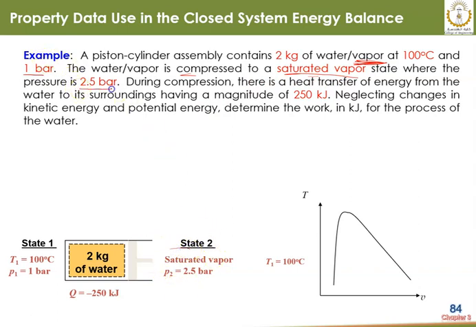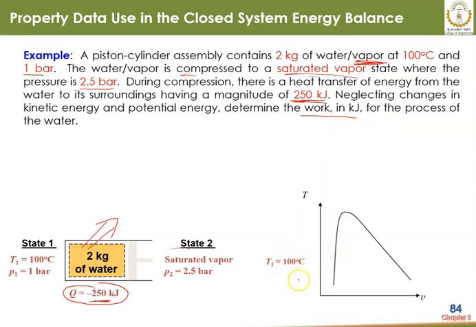at a pressure of 2.5 bar. During the compression, there is heat transfer of energy from the water to the surroundings. So there is heat transfer out. That's why the heat here is negative, because it's out of the system. Here it says the heat transfer from the water to the surroundings, and the magnitude is 250. So it's your job to know that this is negative, because the system is losing this heat. Again, we neglect changes in the kinetic and potential energy. We need the work in kJ of the process.